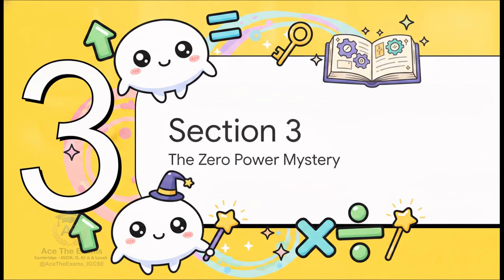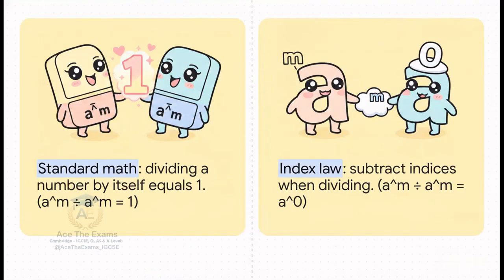Section 3, the zero power mystery. You know, most of us just blindly memorize the answer to this back in school. But when we look behind the scenes using the cheat codes we literally just learned, the actual proof is amazing. Take a look at this standard math over on the left. If we divide a number by itself, let's say a to the power of m divided by a to the power of m, everyday math tells us that anything divided by itself is exactly 1, right? 10 divided by 10 is 1. A million divided by a million is 1.